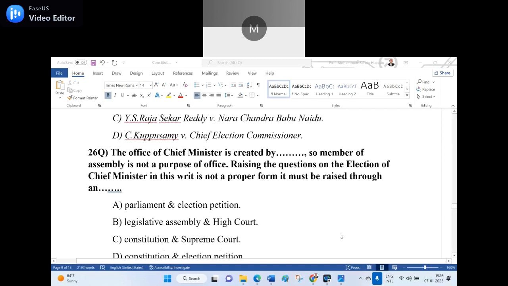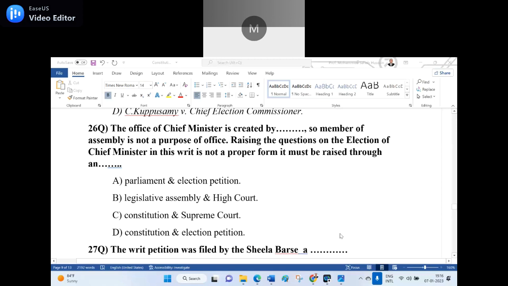26th question. The office of the chief minister is created by dash. A member of the assembly is not a purpose of office. Raising the question on the election of the chief minister in this writ is not proper; it must be raised through that and dash. There are two dashes. A, Parliament and election petition. B, Legislative Assembly and High Court. C, Constitution and Supreme Court. D, Constitution and election petition. C, sir. Constitution and election petition.